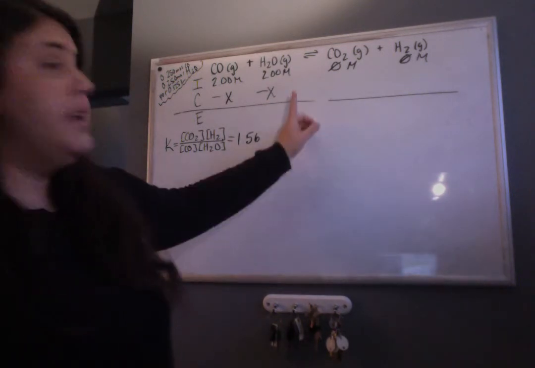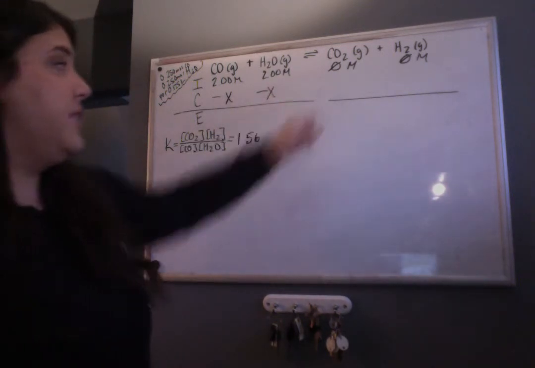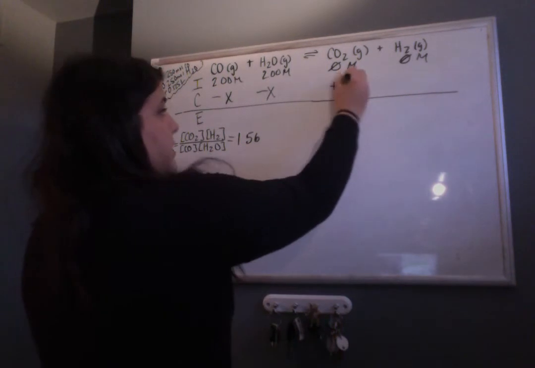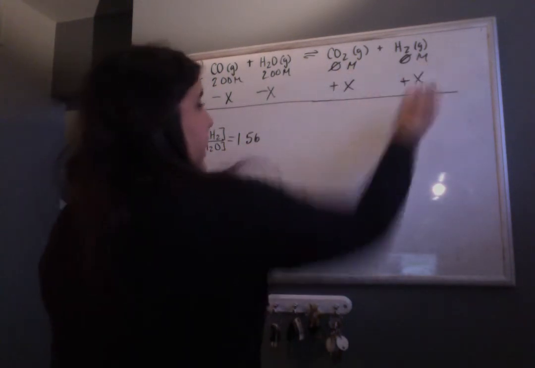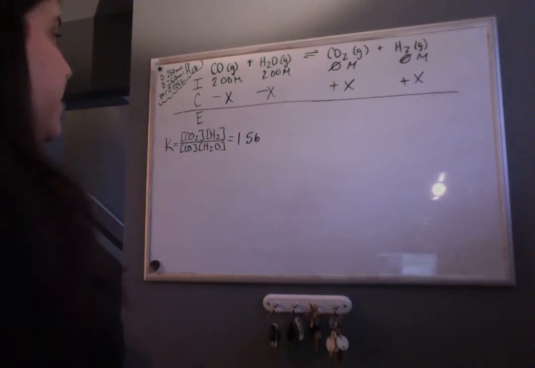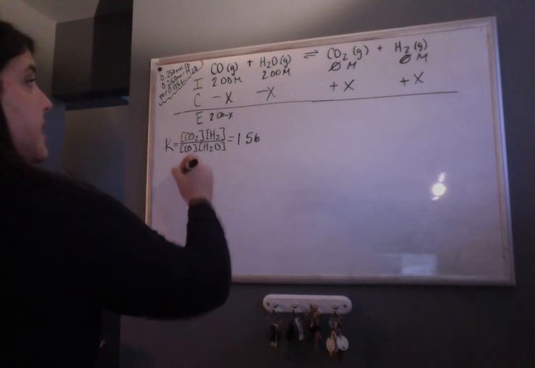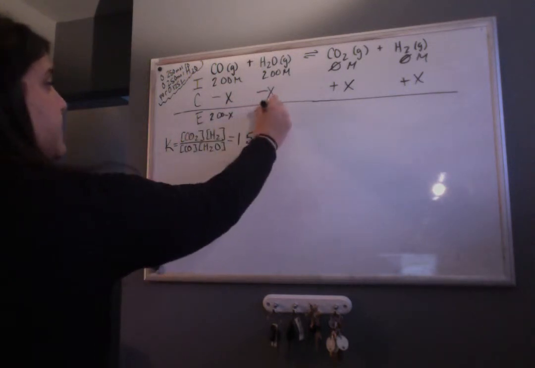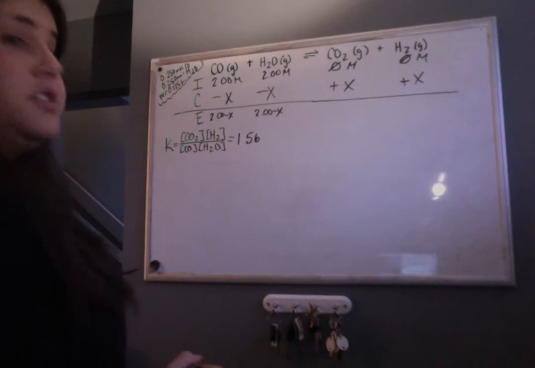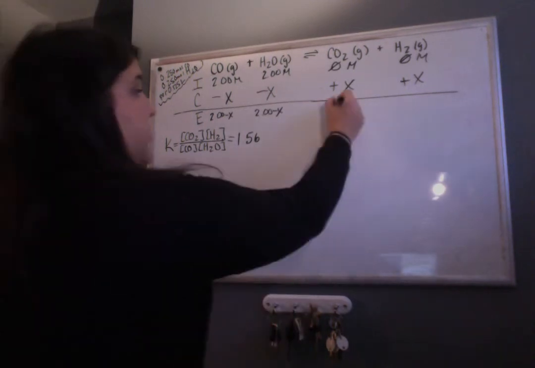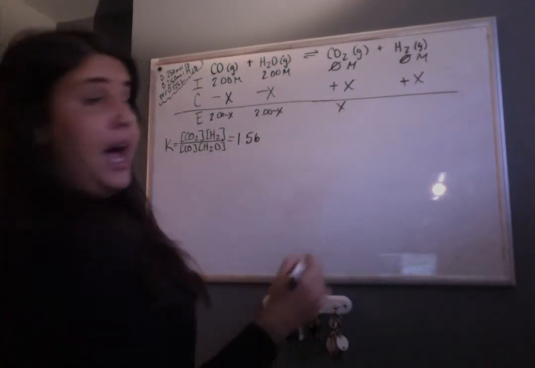All of my coefficients here are 1, so I should have minus x and plus x all the way across the board. If I have minus x and minus x on this side, I will have plus x and plus x on the other. So, at equilibrium, my concentration of carbon monoxide is 2.00 minus x, my concentration of water is 2.00 minus x, the concentration of CO2 at equilibrium is x, and the concentration of hydrogen at equilibrium is x.